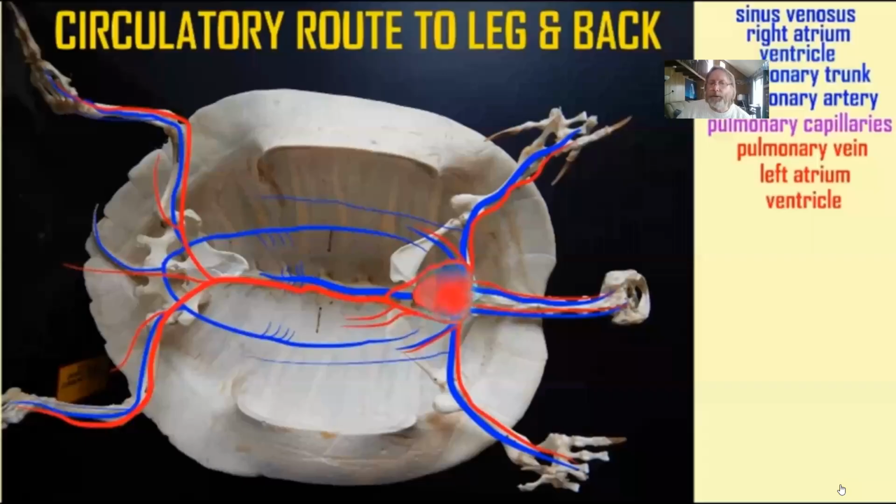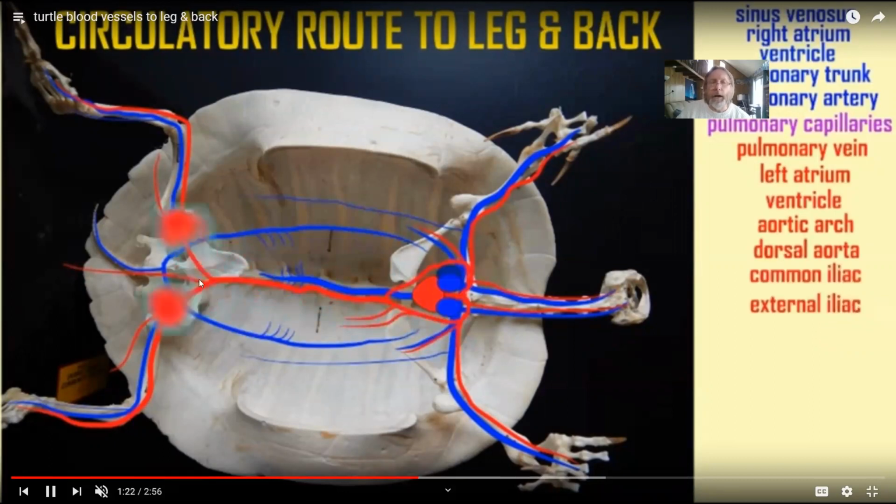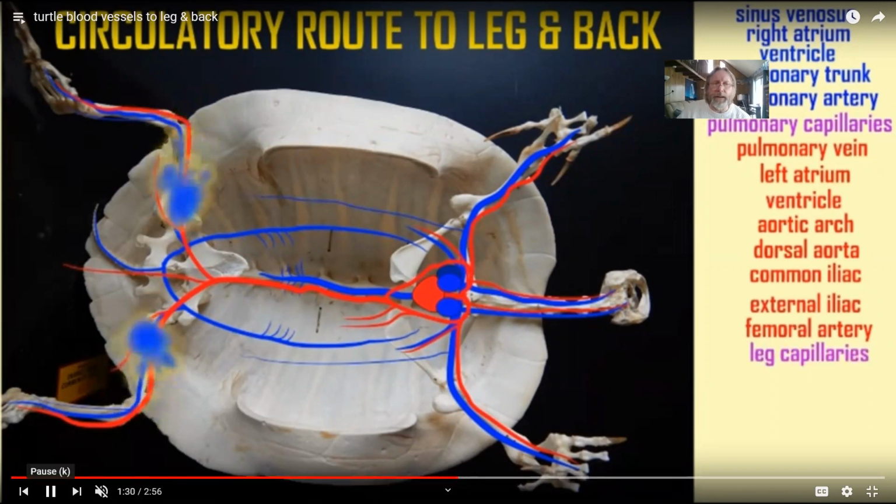So from the ventricle, notice there's kind of this heart-shaped loop where the two aortic arches then fuse to make a dorsal aorta. From there, in the region of the ilium, that's the ilium bone there, there's a common iliac, an external iliac artery, which goes to the leg, femoral arteries, and then there can be multiple arteries branching in the leg. We then get to the capillaries where gas exchange occurs.